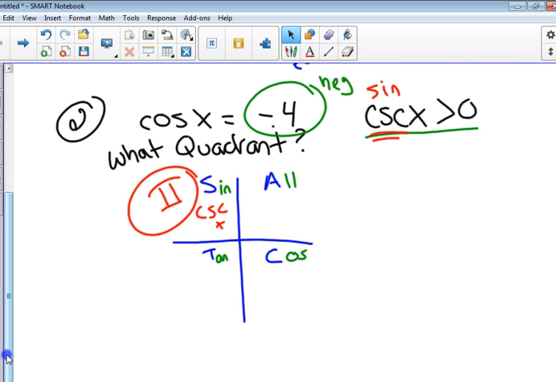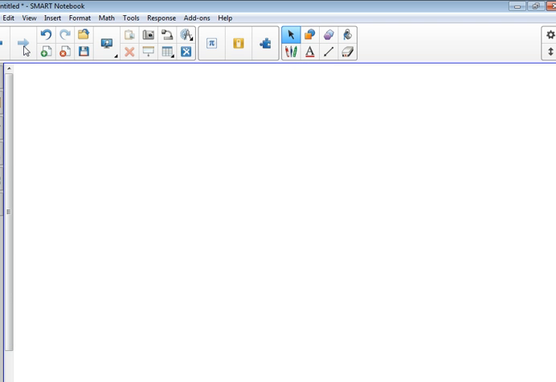So we want to know which reciprocals go together. It's super important. Now, this next one's a little tricky.